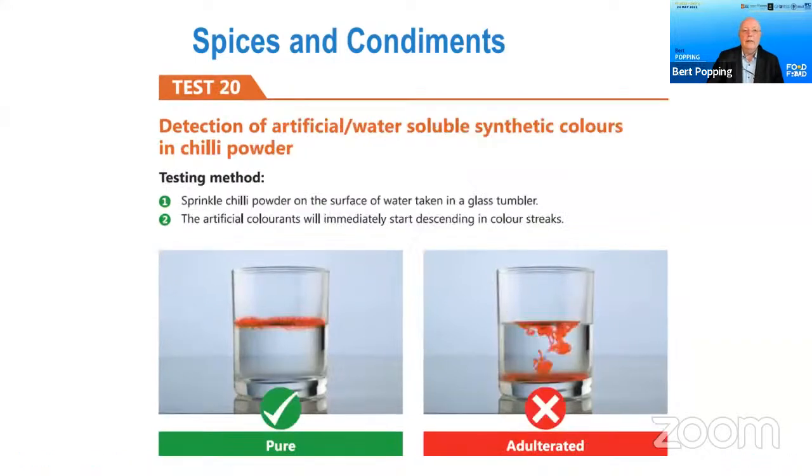Similarly, when you have colorants like azo dyes in spices, what you can do is put the spices on top, carefully though, on top of the water layer. And if there is color, you will see those clouds from the artificial color. If you have spices that have not been adulterated, you won't see those colors forming clouds in the glass.